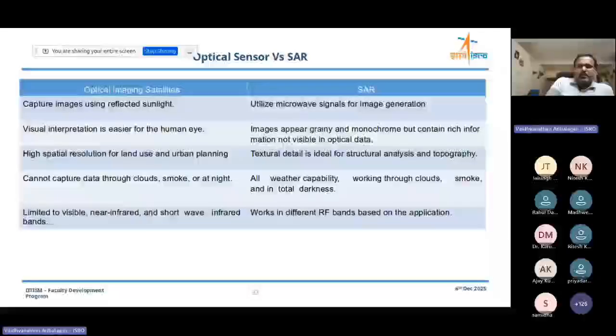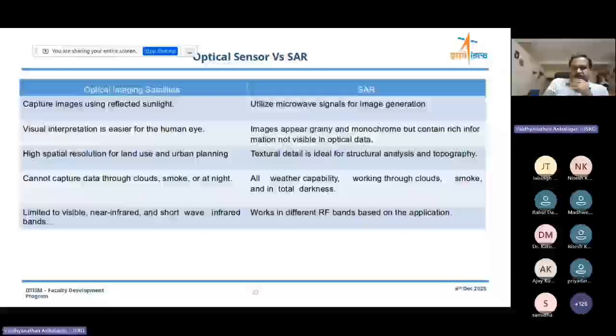It can capture images with its own microwave radiation, and it can even image in all weather conditions, whether cloud, smoke, or darkness. Since optical imaging is bandwidth limited, you can only go to the visible spectrum, and slightly infrared or nearby short wavelengths. But here, since it is the RF spectrum, the complete RF spectrum can be used. For each terrain or application, a different RF signal can be used. So it has a wide bandwidth, and finer information can be obtained through SAR compared to an optical imaging satellite.